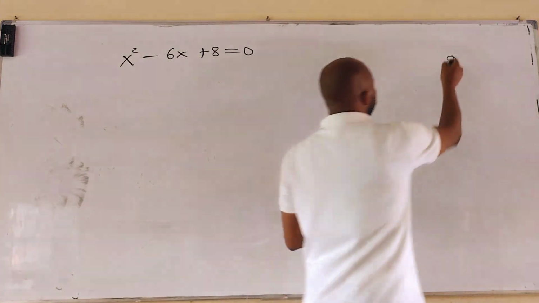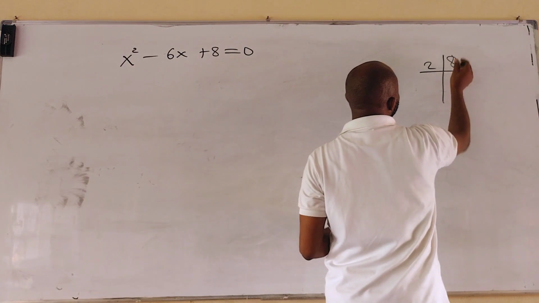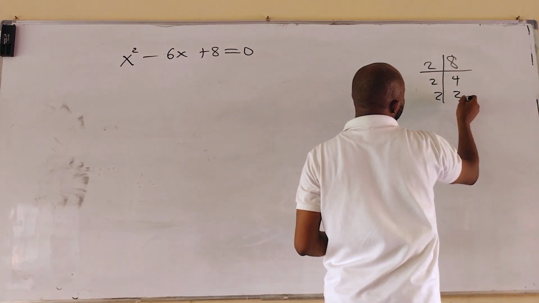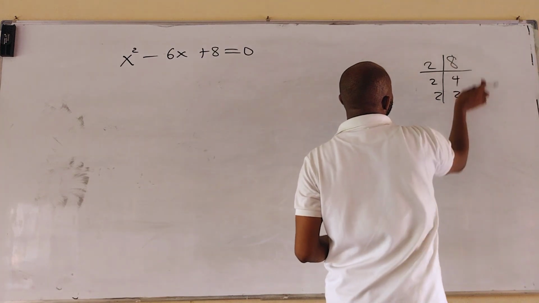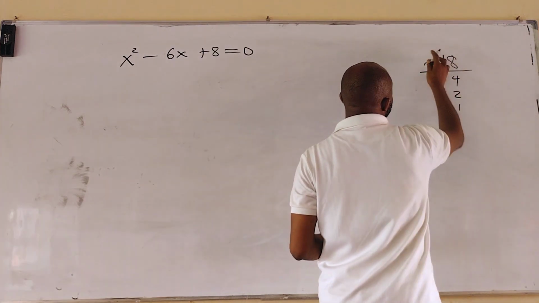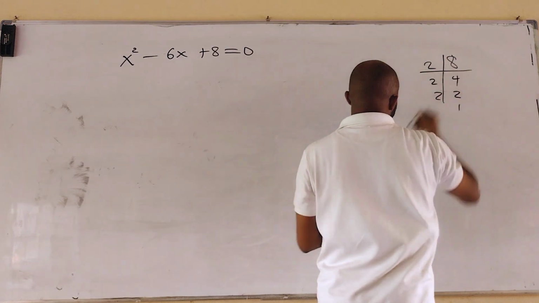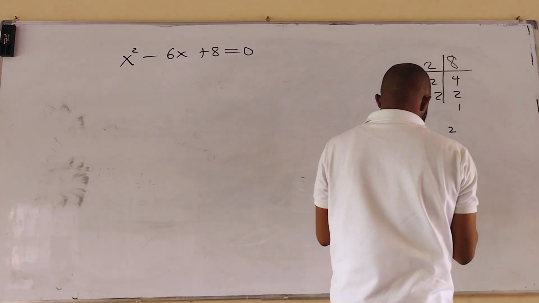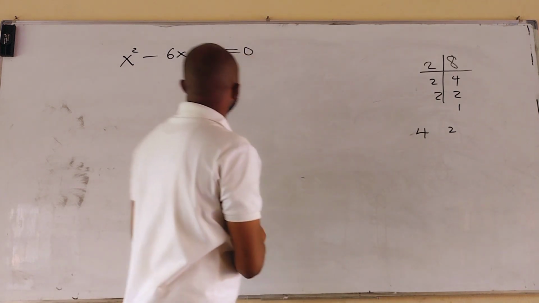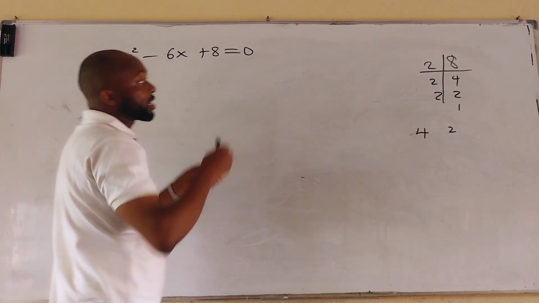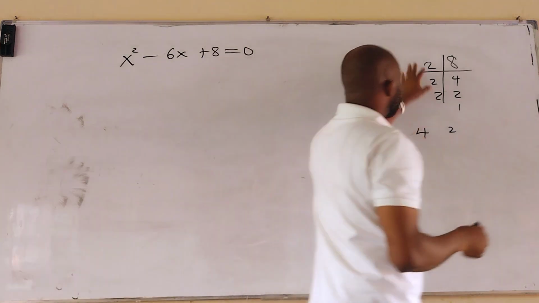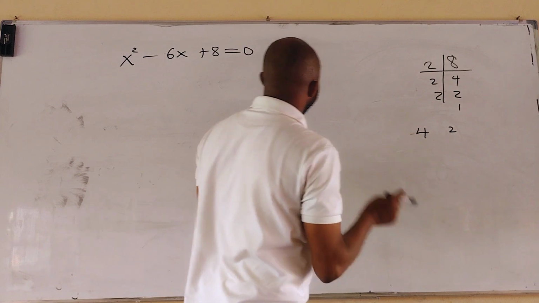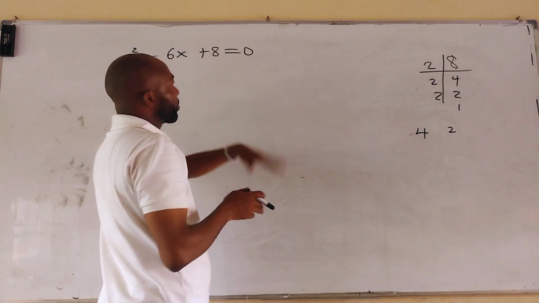So it means I have to look for the factors of 8 that will give me those two numbers. So I come over here, I have 2 going into 8 is 4, 2 going into 4 is 2, 2 going into 2 is 1. So the numbers are 8 and 1, 4 and 2. 8 and 1, 8 minus 1 is 7, so you cannot give me 6, so I strike that out already. I'm dealing with this other one, which is 4 and 2. When I add them, I can get 6. When I multiply them, I can get 8.